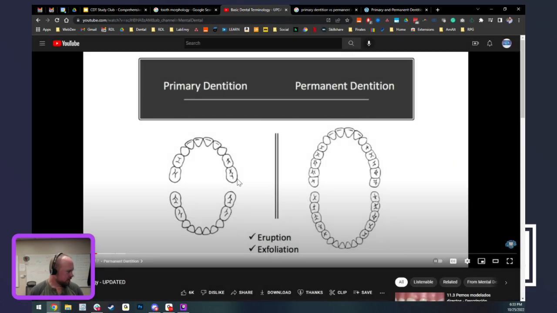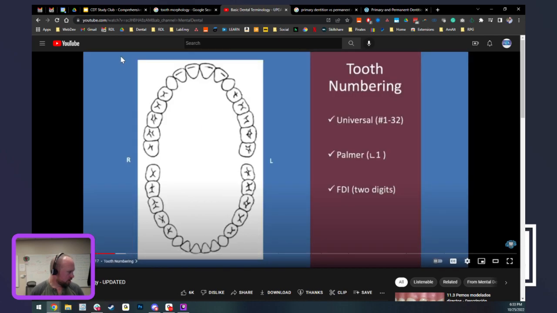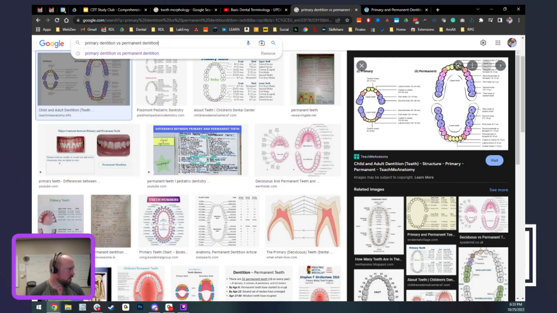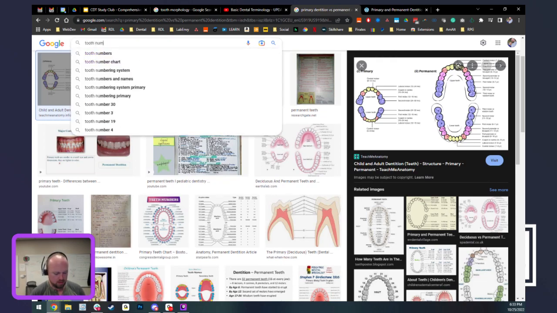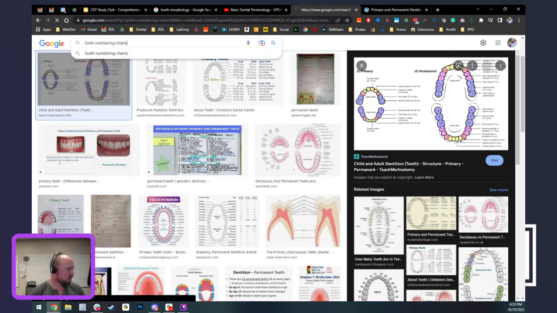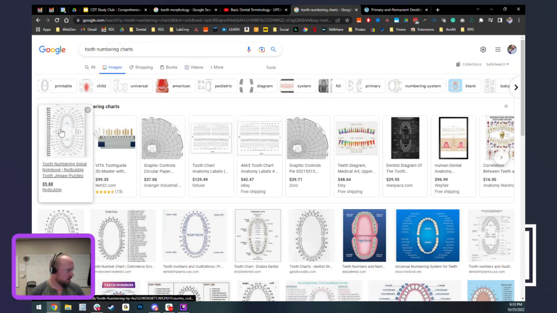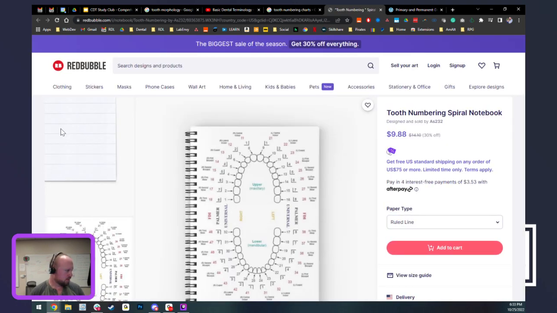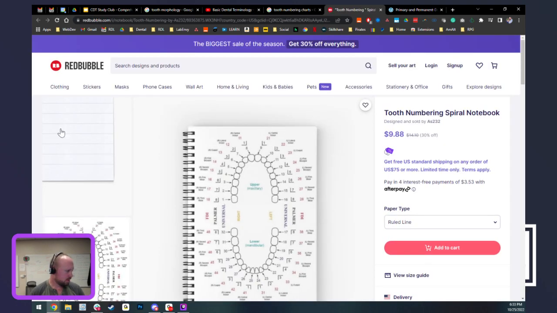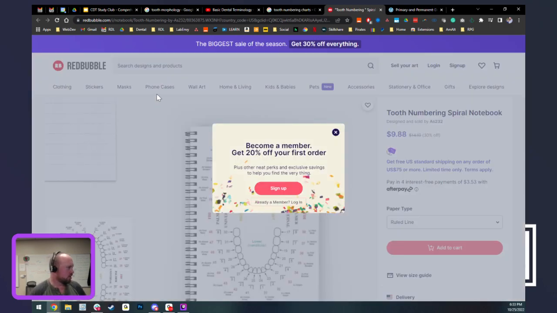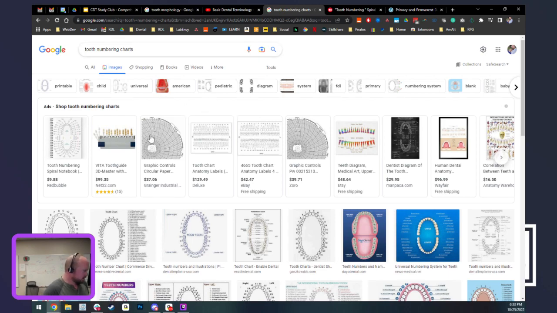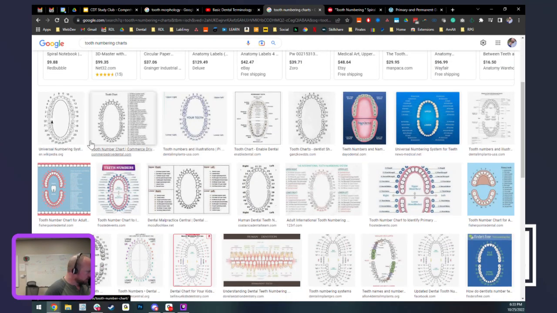What else did they have on this one? They had tooth numbering. Okay. This is an interesting one. A whole notebook of tooth numbering. I think that's a little more than what I want.